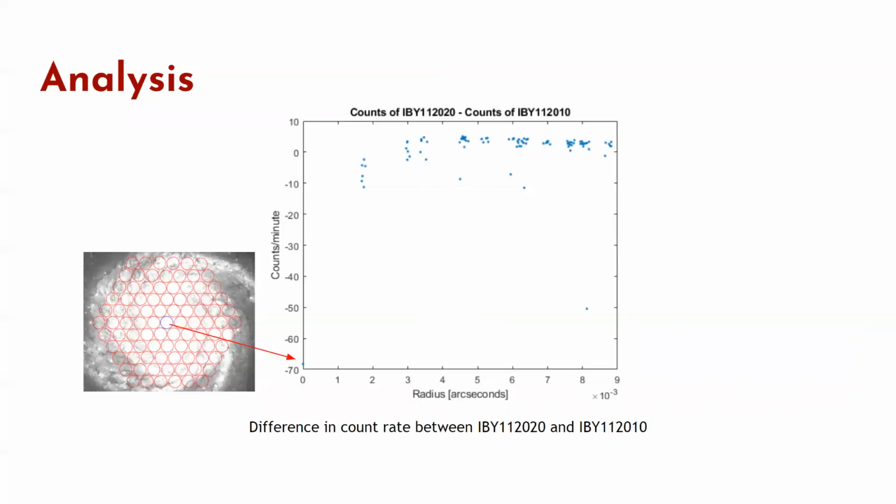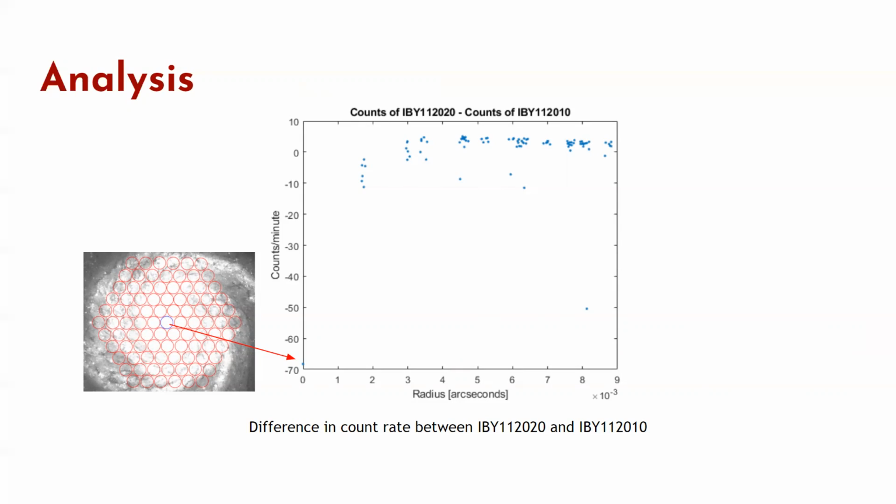In the next plot, we showcase the difference in count rate between the two images. Here it's IBY 11-2020 minus the counts of IBY 11-2010. In particular, each point on the plot represents that count rate difference for one of the regions or bins that Will discussed. While most of the data points in this figure suggest that the outer regions of NGC 6814 emit more infrared light than visible light, there's a different trend near the galactic core.